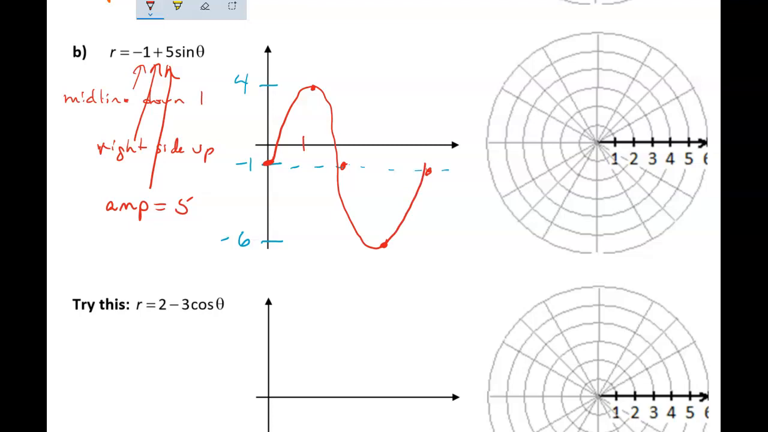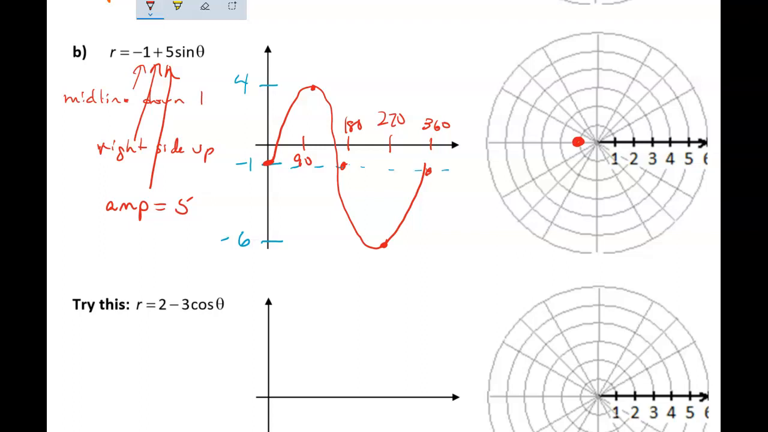And then our angle measures are 0, 90, 180, 270, and 360. Very rough sketch there. So we start at 0 degrees with a radius of -1. That means that that point's actually going to appear on the 180 degree spoke, the opposite spoke.